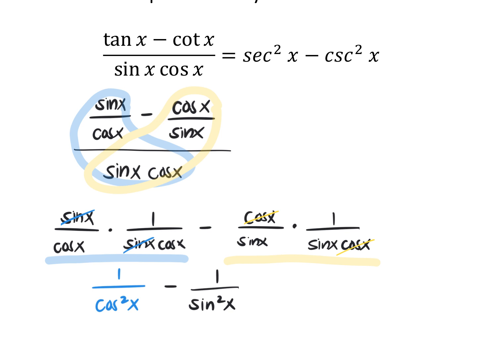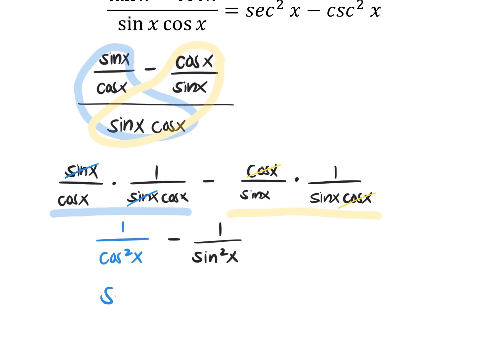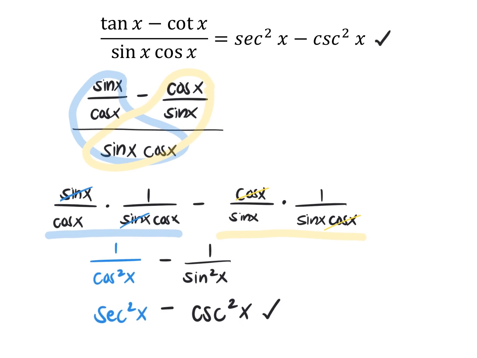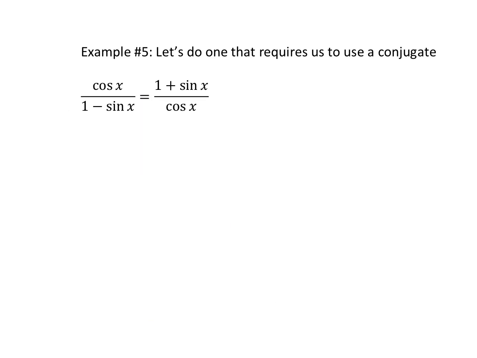We're really close. We've got a subtraction sign now. How am I going to get to secant squared, cosecant squared? They're flipped, right? That's a reciprocal. So the reciprocal of cosine is going to be secant. So secant squared of x minus cosecant squared of x. So we did, in fact, verify that these two things are equal to each other. What happens if they're not equal to each other?